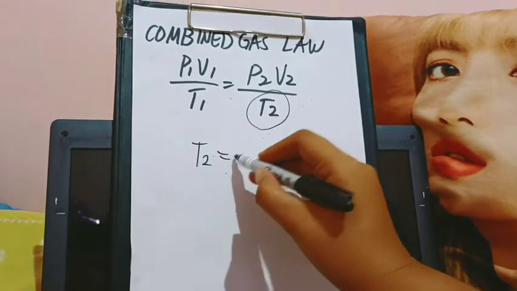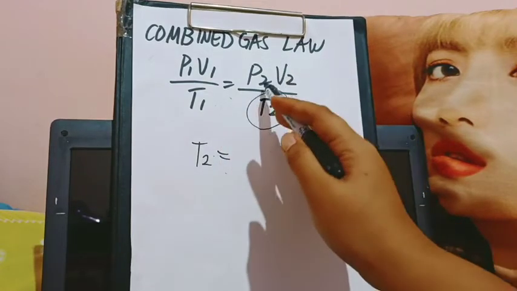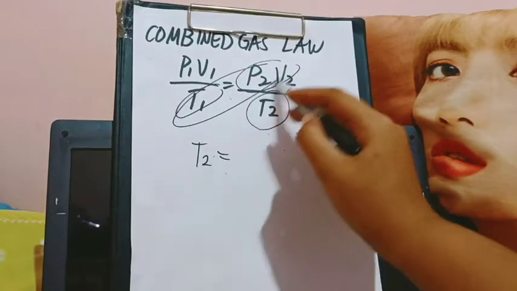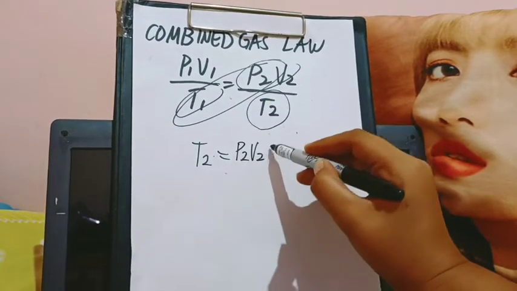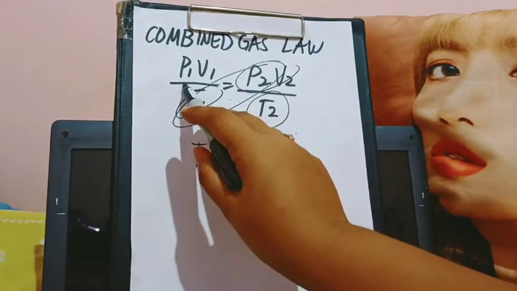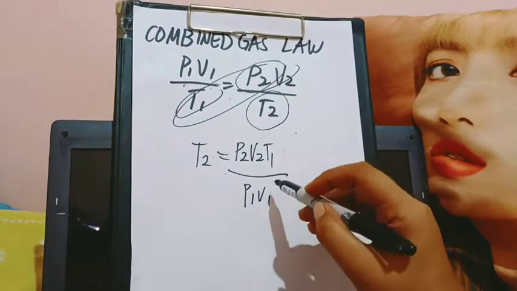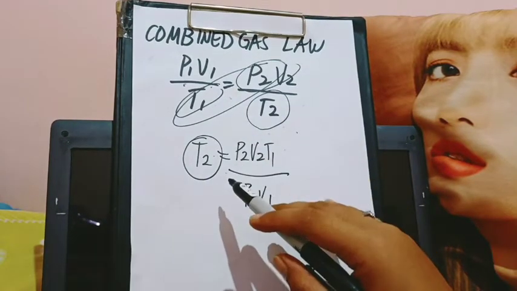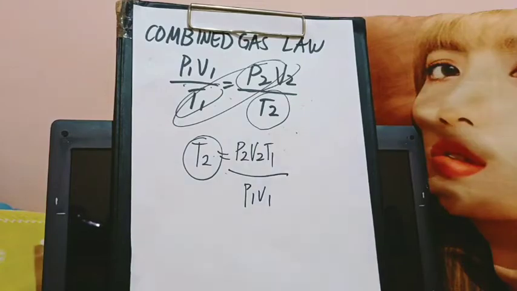So ang gagawin lang po natin is cross multiplication. So P2 and V2 times T1, divided by P1 and V1. So ito po ang ating gagamitin if we were looking for final temperature. So ganito lang po, cross multiplication po tayo lagi.